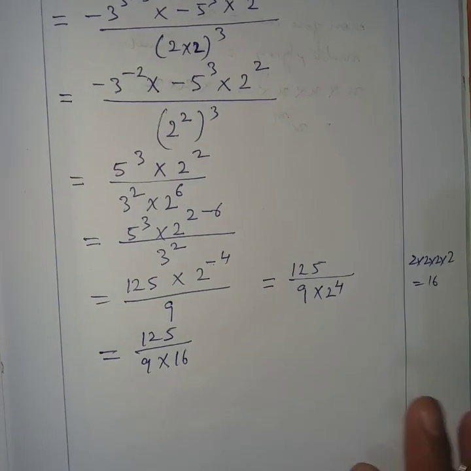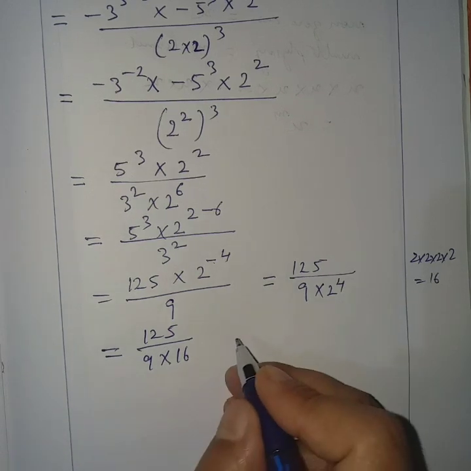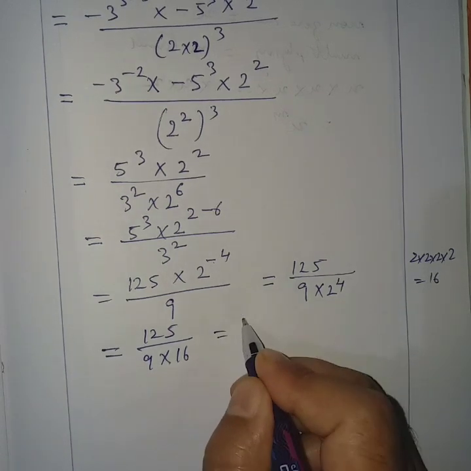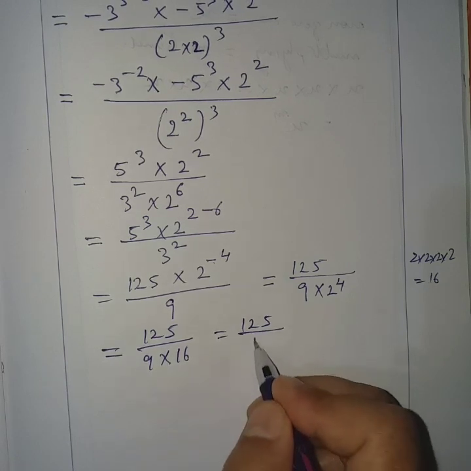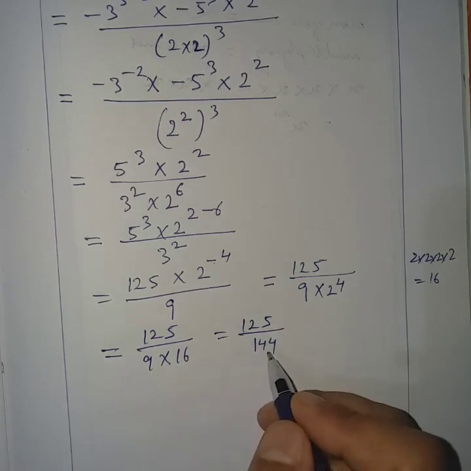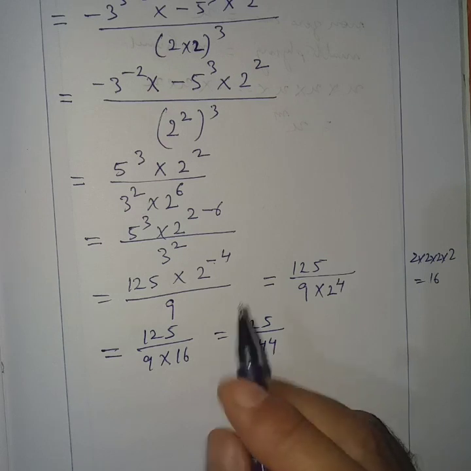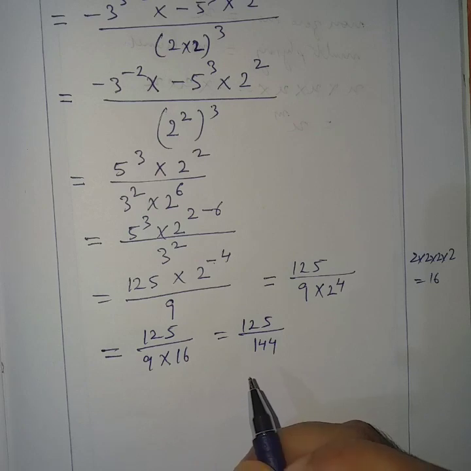So now the final answer is 125 by 16 times 9, which is 144. So this is the rational number that we have found for this question.